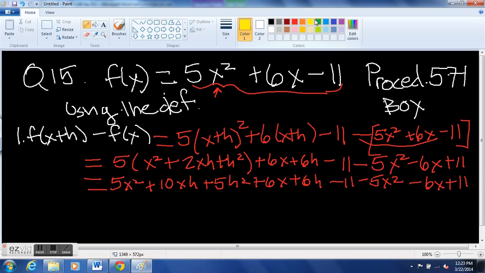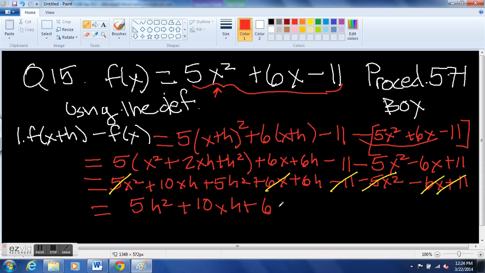Breathe. And now we get to cancel. I love to cancel. Minus 5x squared plus 5x squared. Okay, what else we got? I'm searching. I got a 6x, I got a minus 6x. I got a plus 11, I got a minus 11. Oh, I love it, you guys. So this whole thing now is reduced to 5h squared plus 10xh plus 6h.